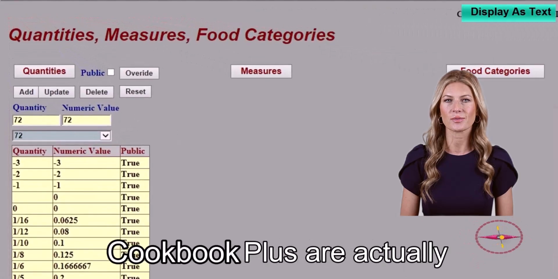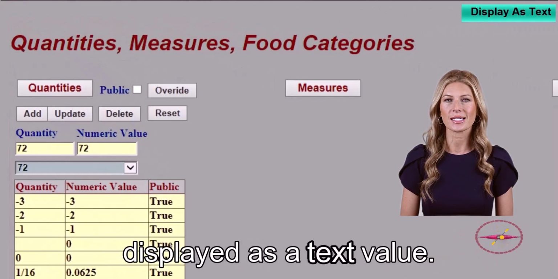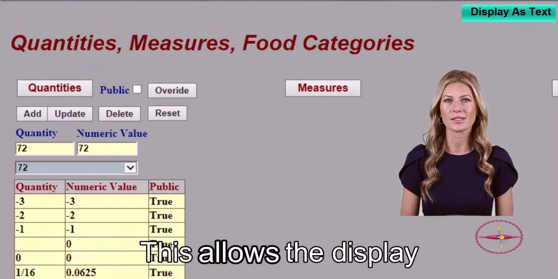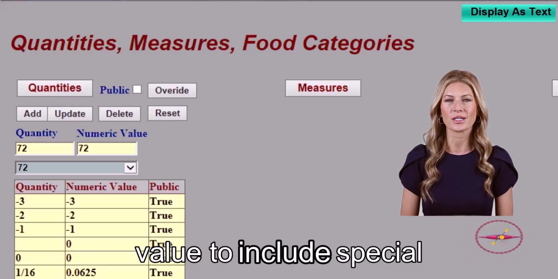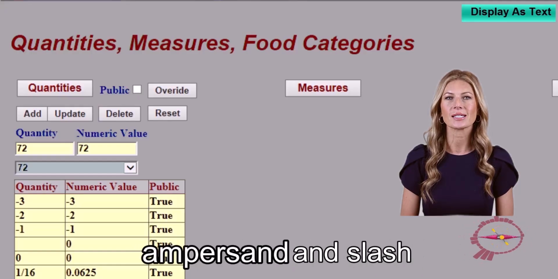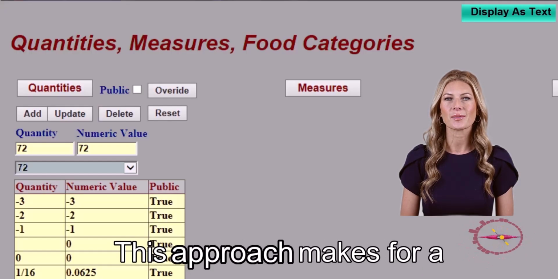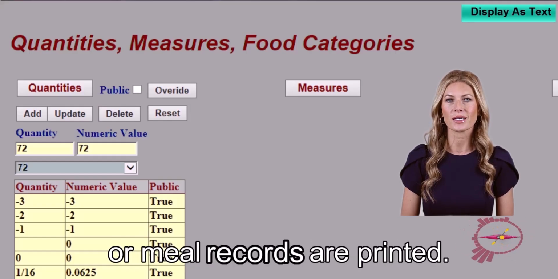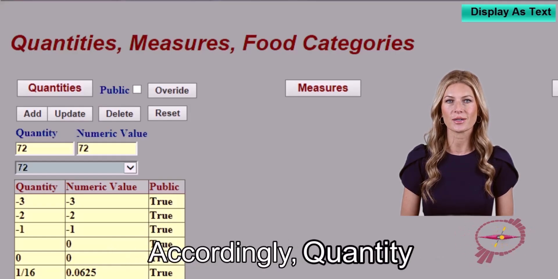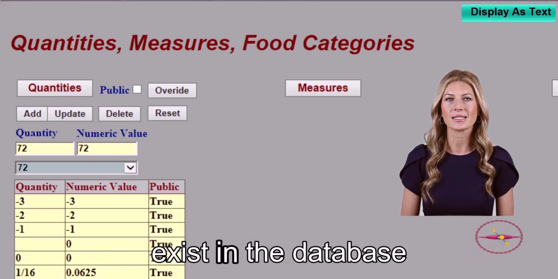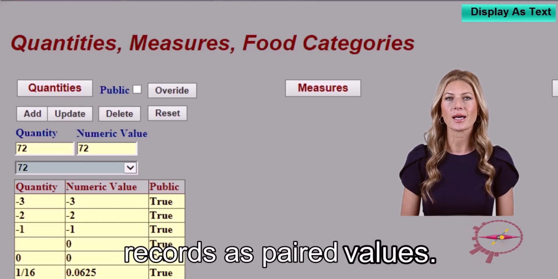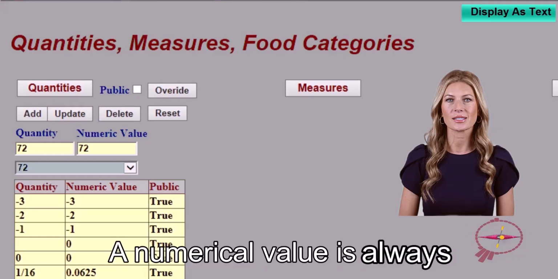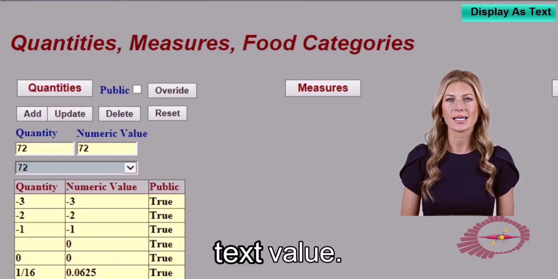Quantity values in CookBookPlus are actually displayed as a text value. This allows the display value to include special characters such as the ampersand and slash symbols. This approach makes for a more pleasant presentation when recipe or meal records are printed. Accordingly, quantity values in CookBookPlus exist in the database records as paired values. A numerical value is always paired with the associated text value.